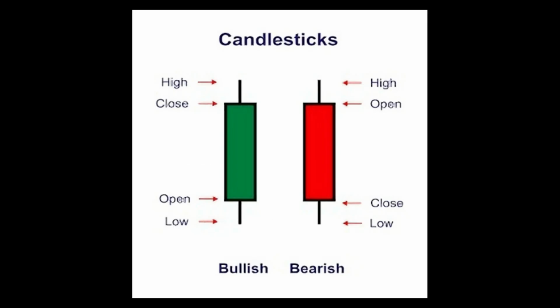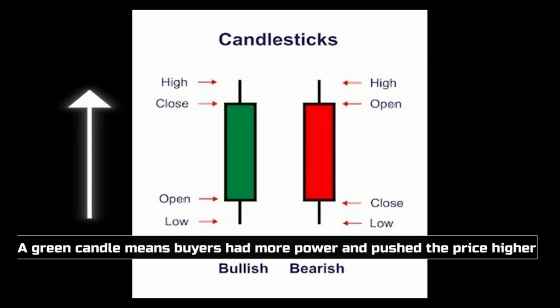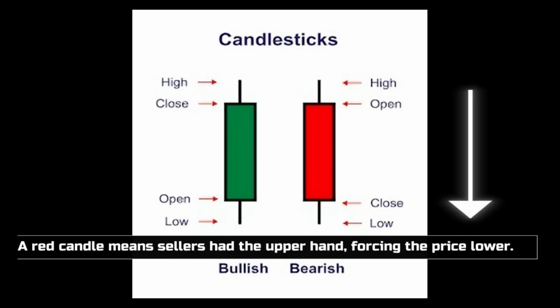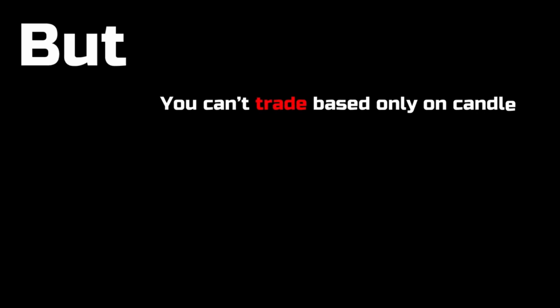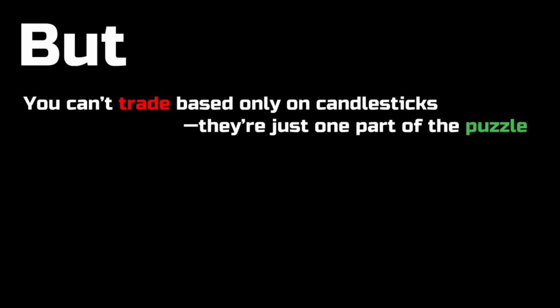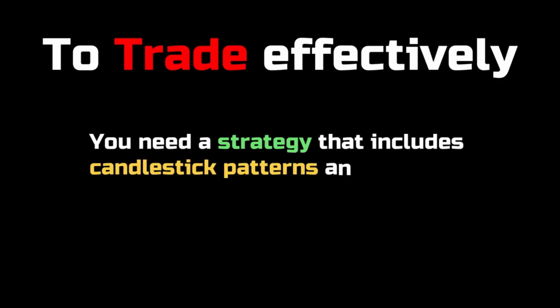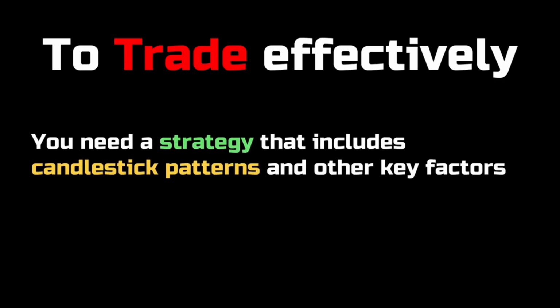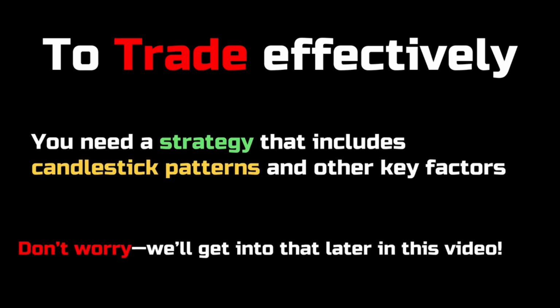So, in simple terms, a green candle means buyers had more power and pushed the price higher. A red candle means sellers had the upper hand, forcing the price lower. You can't trade based on candlesticks alone. They are just one part of the puzzle. To trade effectively, you need a strategy that includes candlestick patterns and other key factors. Don't worry, we will get into that later in this video.